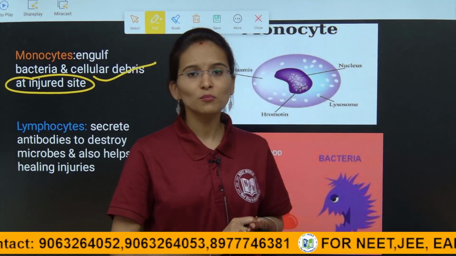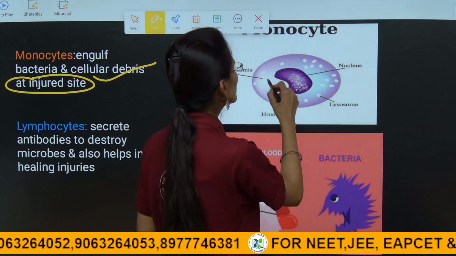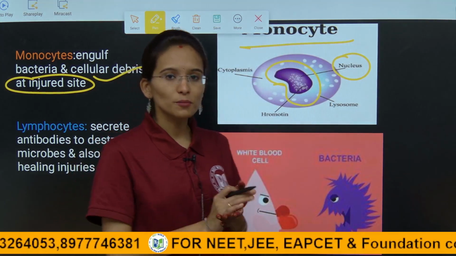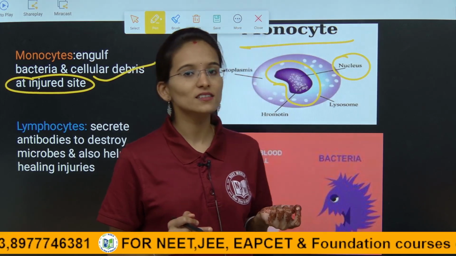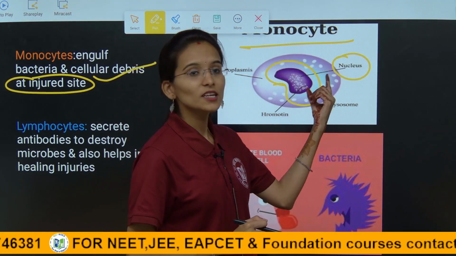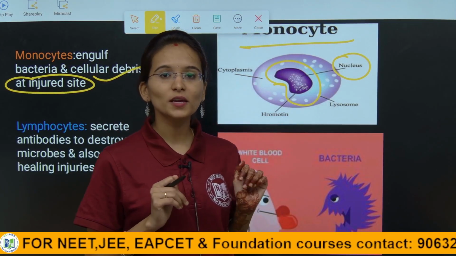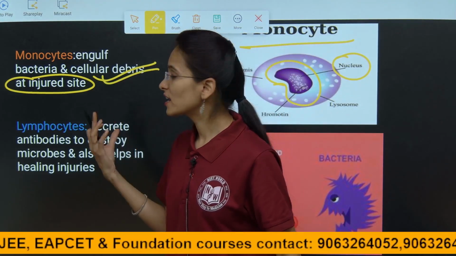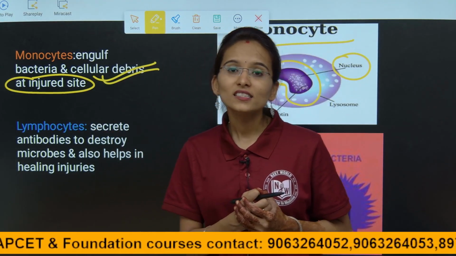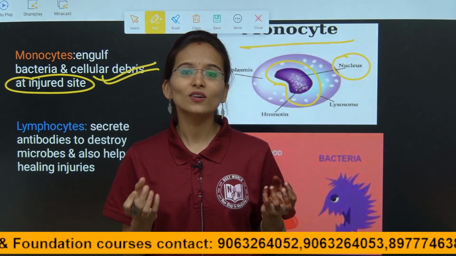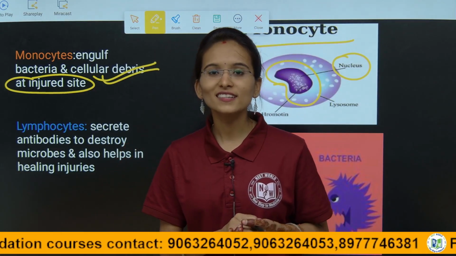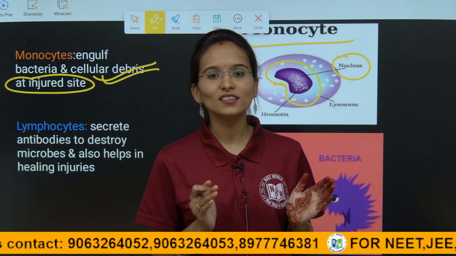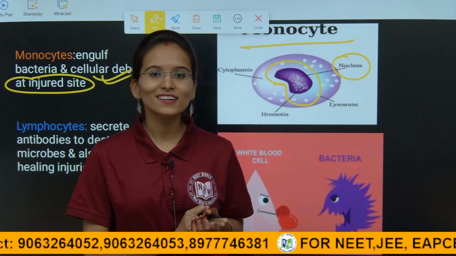We are calling it a monocyte because it contains only a single nucleus. Monocyte is a type of white blood cell which contains only a single nucleus. The main function of monocytes is to engulf and digest the cellular debris. They collect all the cellular waste materials, and then the lysosomes break down all the cellular waste debris by releasing hydrolytic enzymes.